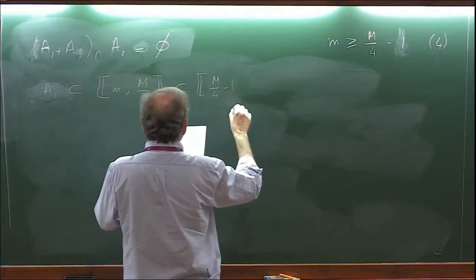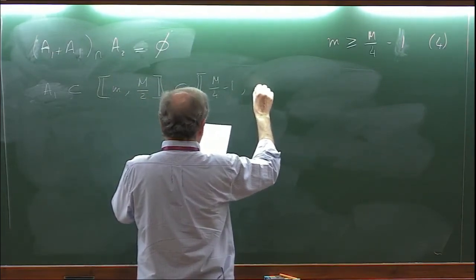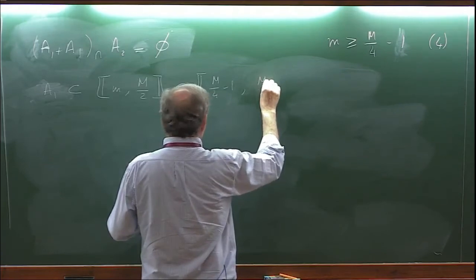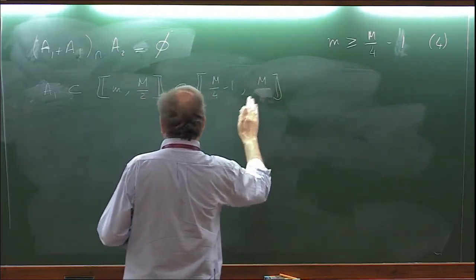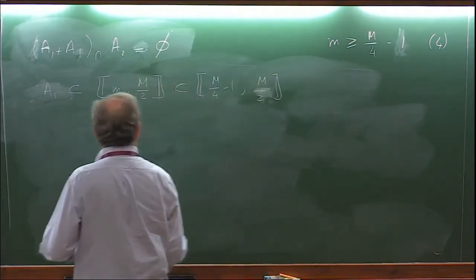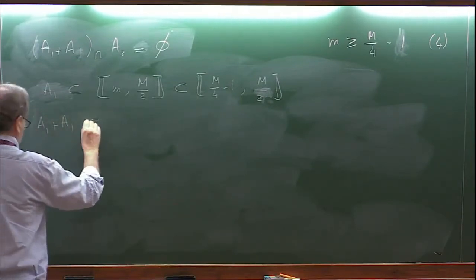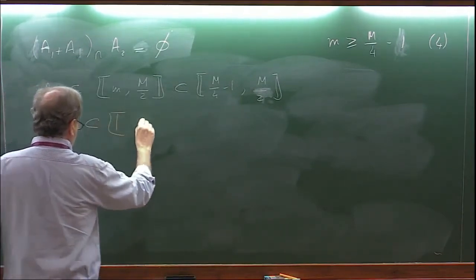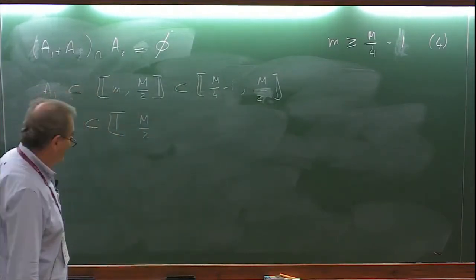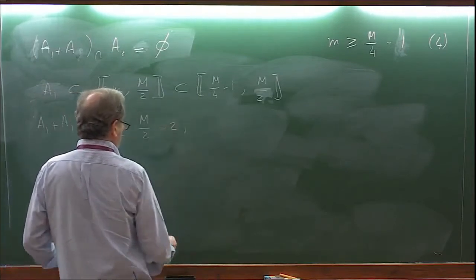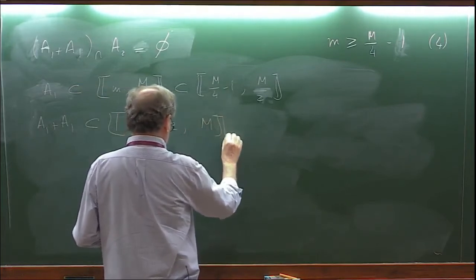And this is the minus 1, which is not in my notes, so I may soon say something which is a bit crazy, but okay. M over 2, so this is A1, and so if you take 2A1, A1 plus A1 is included in M over 2, and when you add this together, you have at least M over 2 minus 2 and something which is M. Okay?